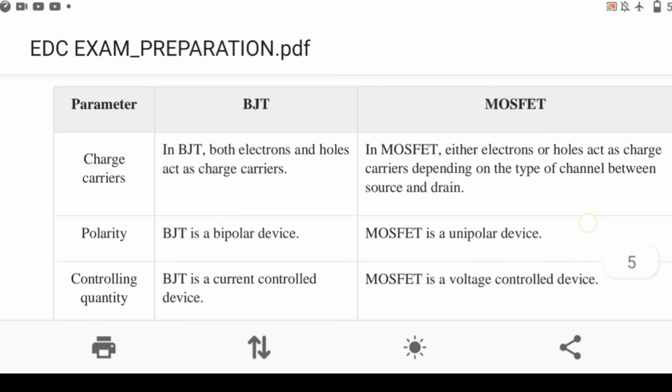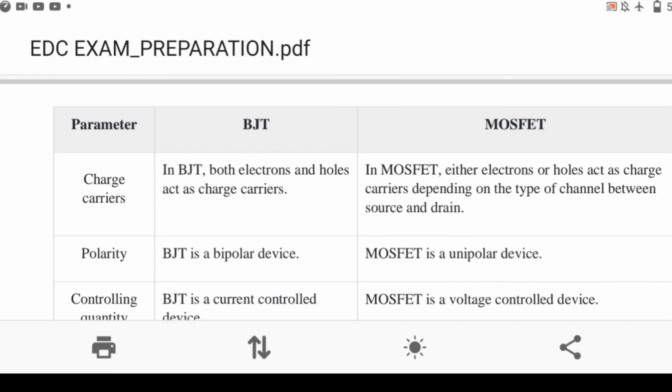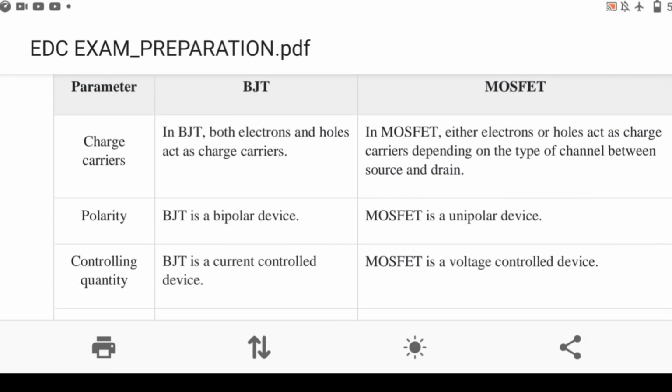These are the points you can write for different topics: types, definition, full form and symbol. Not only those, you can write different parameters also. Charge carriers: in BJT, both electrons and holes act as charge carriers. In MOSFET, either electrons or holes act as charge carriers. BJT is a bipolar device because it conducts with both carriers. MOSFET is a unipolar device, conducting with only one type, either holes or electrons. That is, the polarity of BJT is bipolar and MOSFET is unipolar.